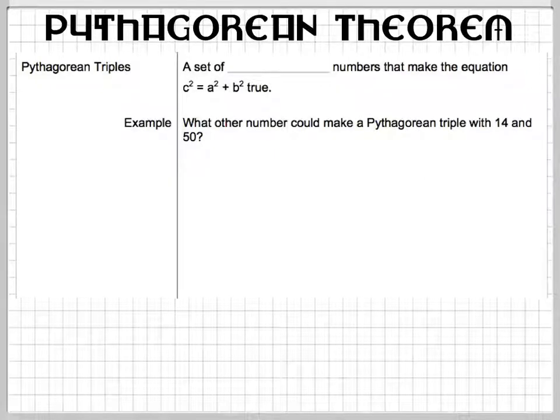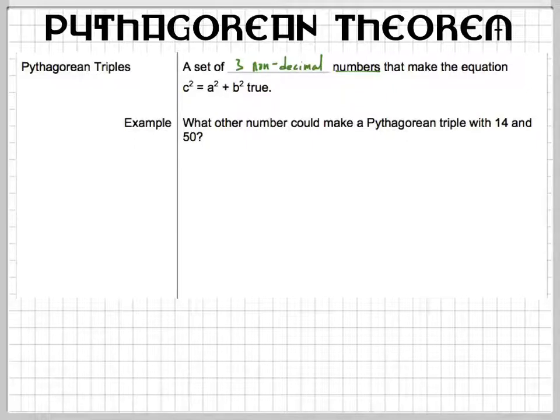So, a Pythagorean triple is a set of three non-decimal numbers, also known as integers, that make this equation true. And that's our Pythagorean theorem equation.